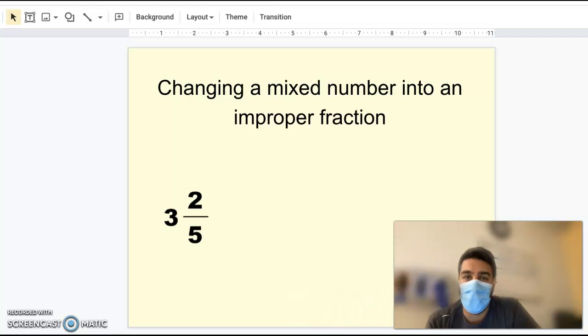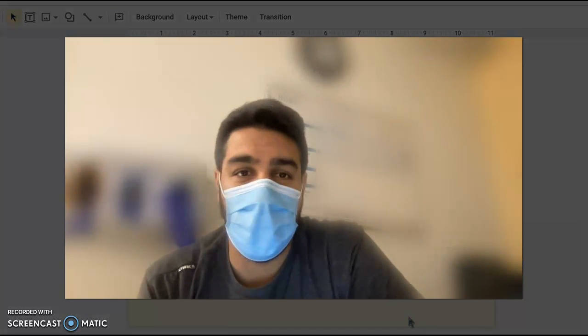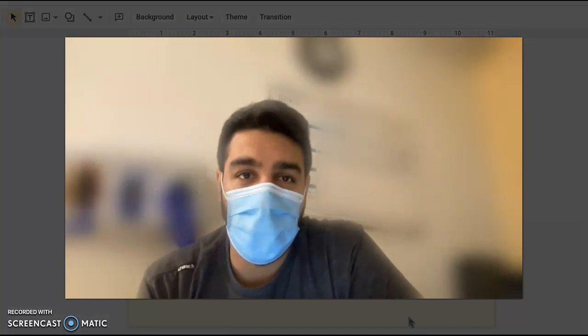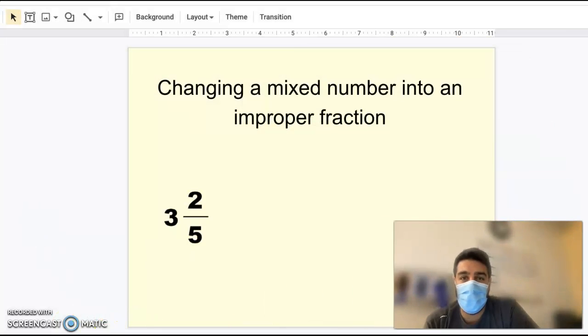Alright, good evening everybody. Here's a couple of things that I want to show you on how to convert a mixed number into an improper fraction. Now I know most of us already have some of this knowledge, and some of us may not. So here's why I just want to go over it with you real quick so that way you got it. So the first one we have here is 3 2/5.